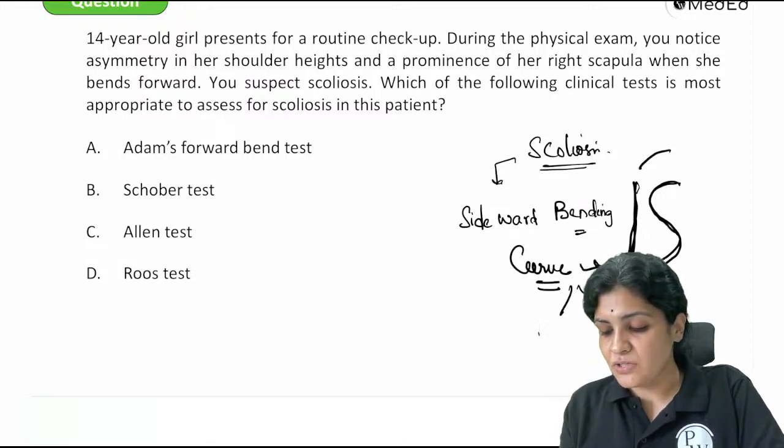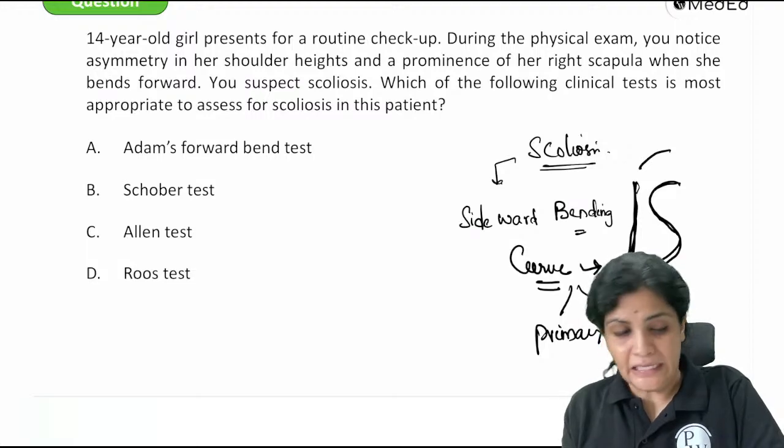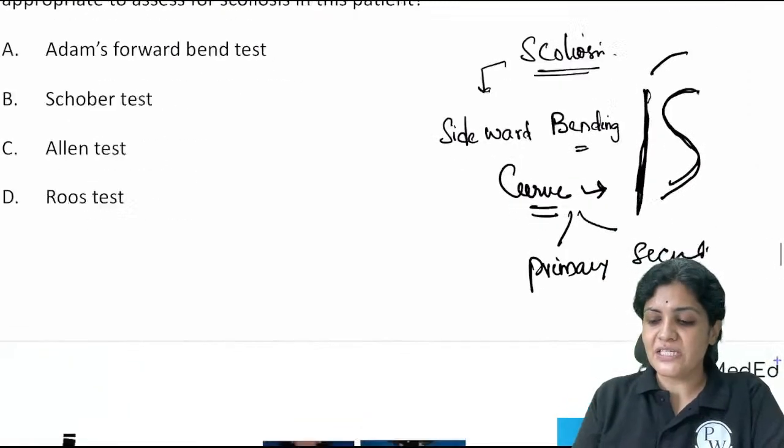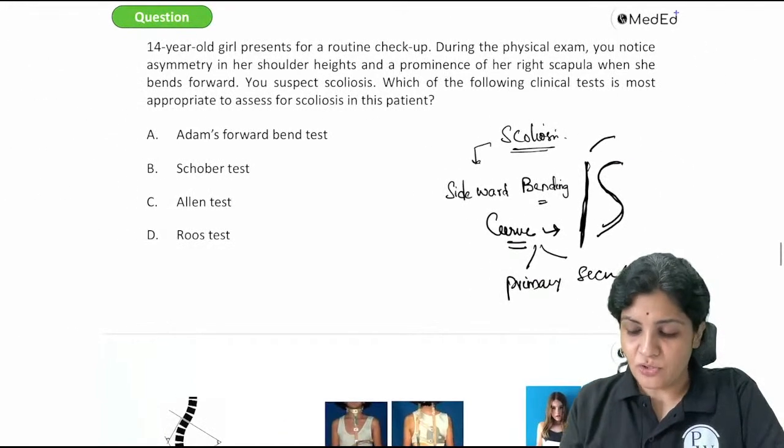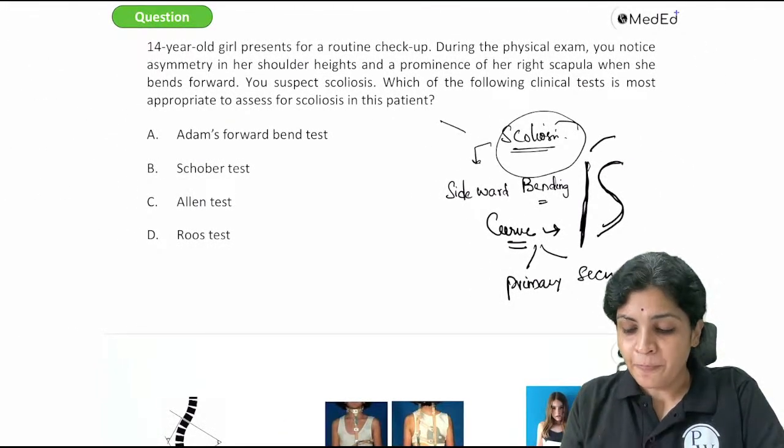There are again two types of curve which you have to define, the primary curve and the secondary curves, right? You have to tell us which side it is bending. Is it bending on the right side? Is it bending on the left side? That is the terminology of scoliosis, and it can appear in any part of the spine.